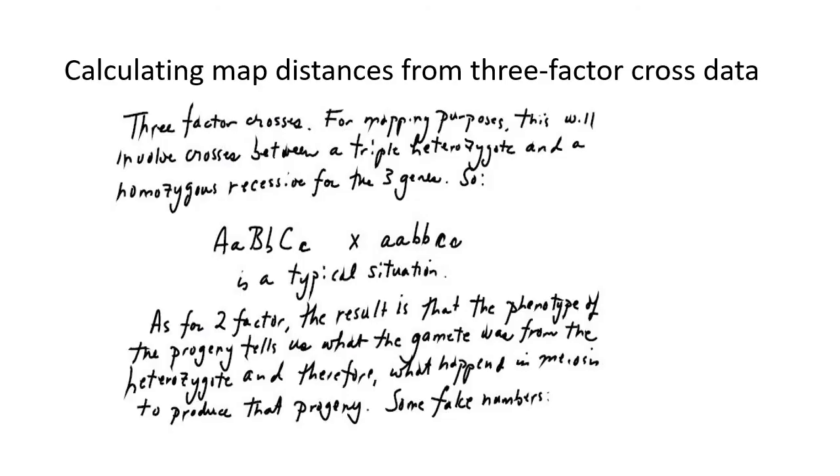Okay, so now we're going to consider calculating map distances from 3-factor cross data, which gives more information than simply 2 genes at once. So we're going to consider our heterozygote, which is big A, big B, little b, big C, little c, and we're going to cross it times a triple homozygous recessive in order to be able to assess the gametes that came from the heterozygote. Because we're crossing times a recessive, we can look at the progeny phenotype and infer what gametes produced it from the heterozygous other parent.